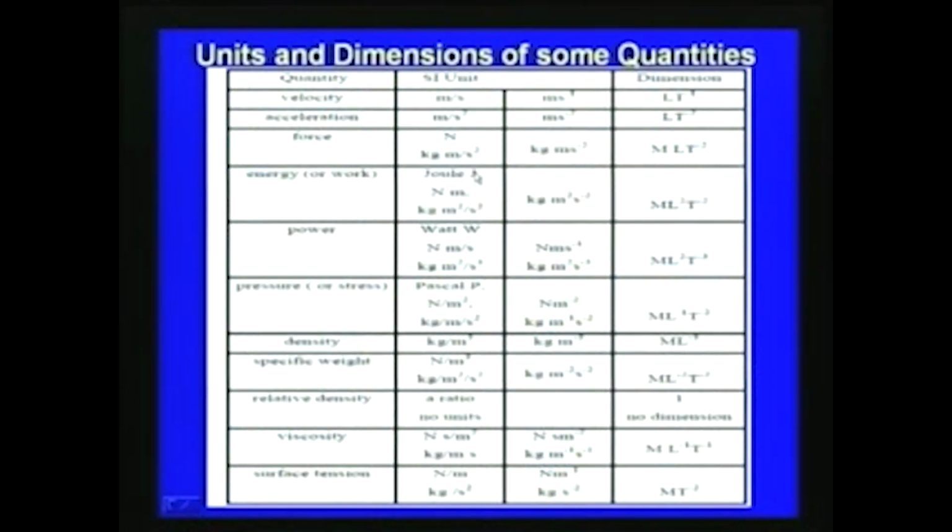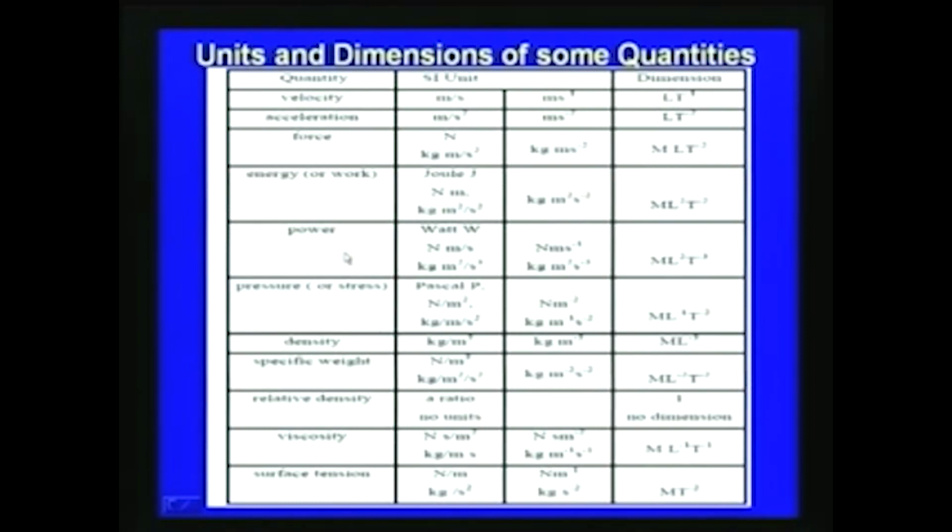So, now in this slide you can see some of the important units and dimensions of some of the important quantities which we generally use in fluid mechanics. Here in this tabular form it is given. The first column shows the quantity, the second column shows the SI unit, and then its dimension.